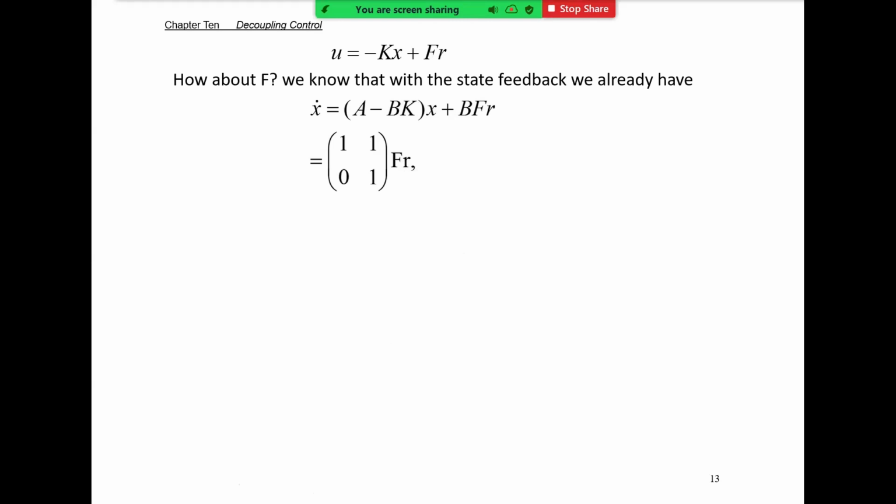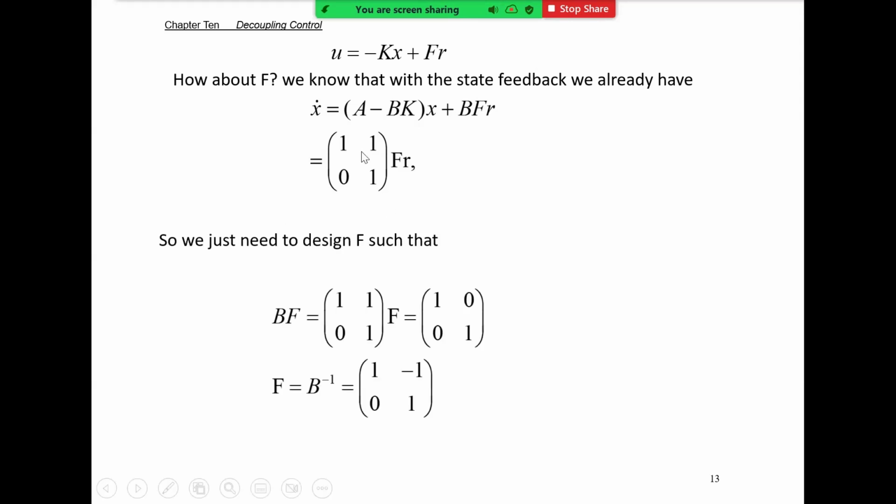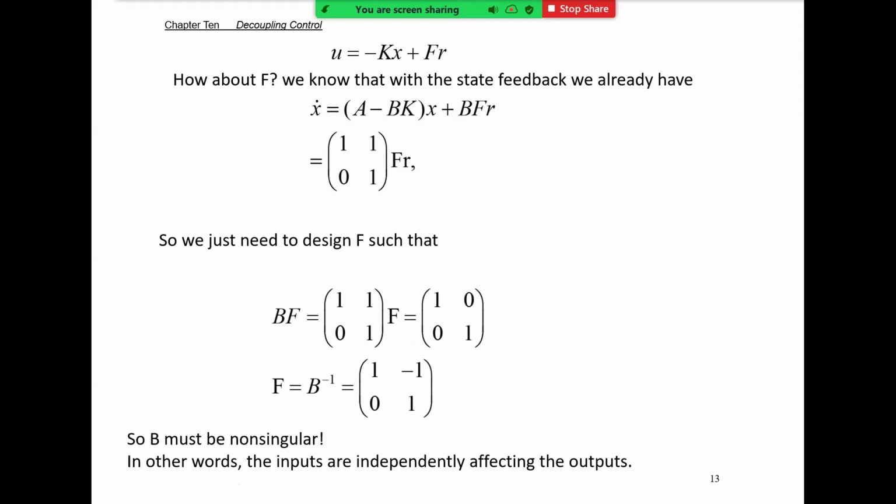And the objective is that we just need to design this F such that this one is an identity matrix. You can say B times F, this is B, this is F, I want to make it into an identity matrix. I can easily get F. So you can say the problem can be solved. Of course, we require that the B has to be non-singular.